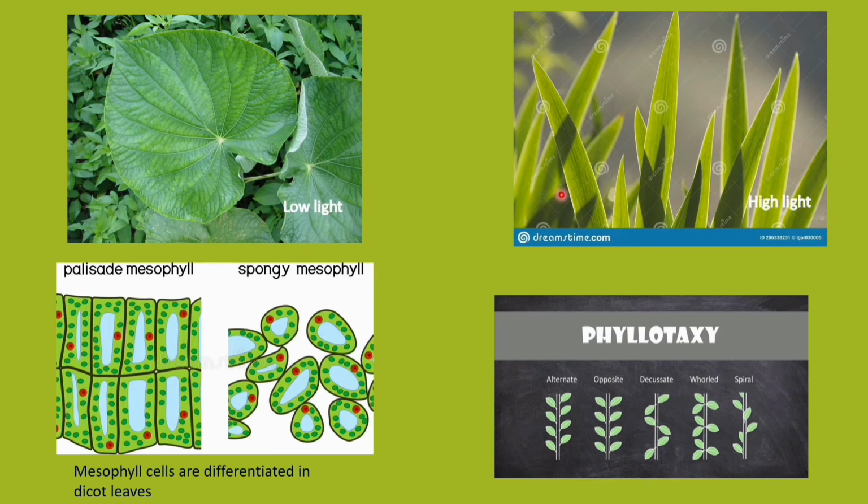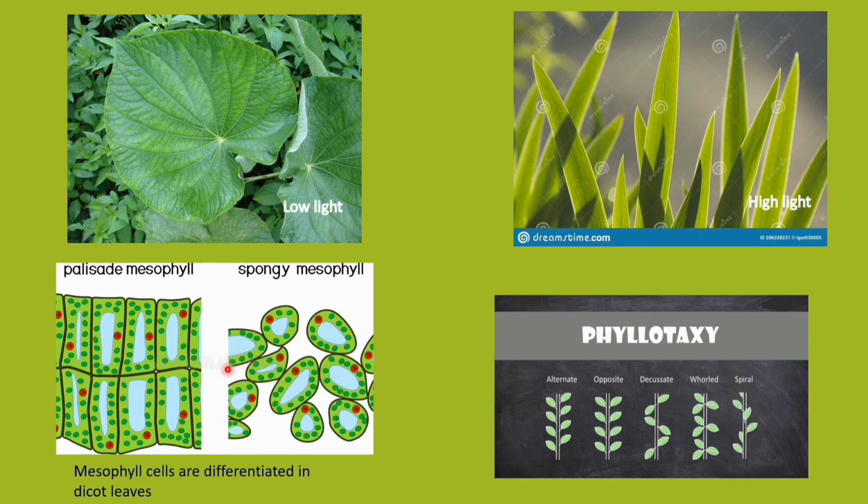Second statement, in monocot leaves, chloroplasts are more abundant in palisade mesophyll cells than spongy mesophyll cells. That is wrong. Actually, in monocot plants, mesophyll cells are not differentiated like in dicot plants. Differentiation like this can only be seen in dicot plants. So the second statement is wrong. Even if it was found in monocot plants, it's wrong, because palisade mesophylls have more chloroplasts than spongy mesophylls.